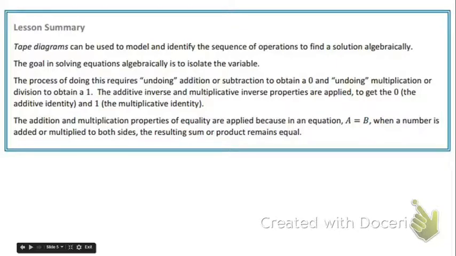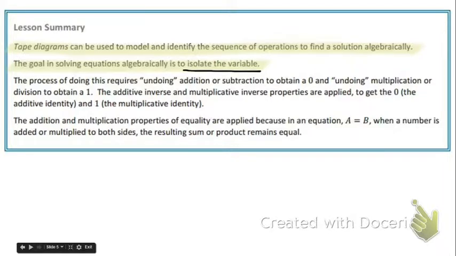And again, here's our lesson summary, as we usually do. Very simply, tape diagrams can be used to model and identify the sequence of operations to find a solution algebraically. And again, just modeling it by showing the number of units, the number of elements that are there, and representing the total as separate elements. The goal in solving equations algebraically is to isolate that variable. We talked about that over and over again. We're trying to isolate that variable, whether it was H for hours, or C for car days, or T for ticket. We want that variable on one side of the equation.